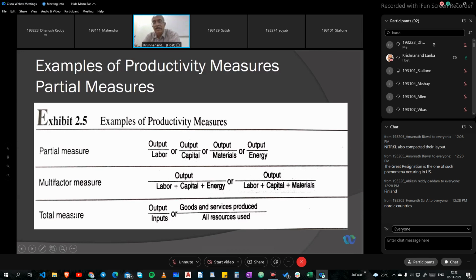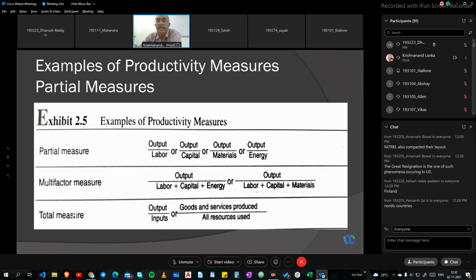People even try to measure equity capital productivity, total capital productivity, or debt capital productivity. You can even split the capital. Here, capital means how much investment you have made. So it is something similar to your return on investment.